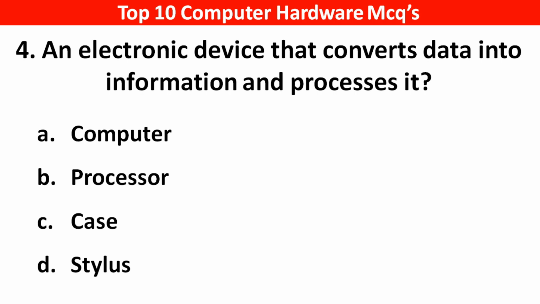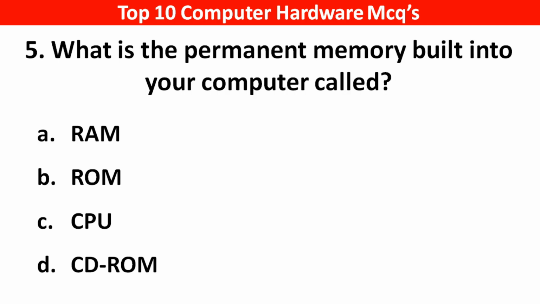Options: A computer, B processor, C case, D stylus. Right answer is option A, computer. Next question, what is the permanent memory built into your computers called?